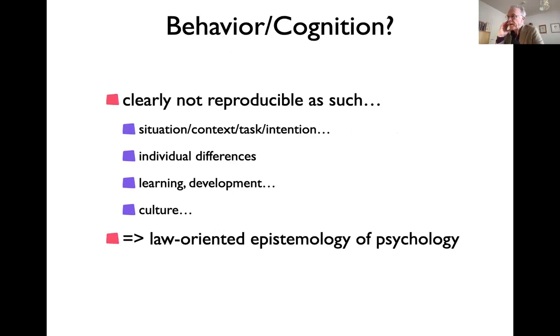In fact, one could say that psychology is, in a sense, more physics-like, because in psychology we know that behavior is not reproducible as such. There are so many factors that are not per se constrained: individual differences, learning, even culture, and context. It would be very difficult to say that you only have to measure a handful of things and then you can uniquely predict what someone will do.